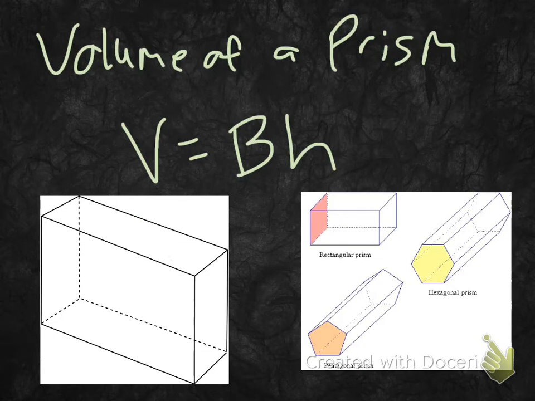But it's the same for hexagonal prisms and pentagonal prisms. If I can find the area of this shaded spot and then just multiply it times the height, that will give me the volume of that prism. Again, the area of the base times the height will give you the volume of that prism.